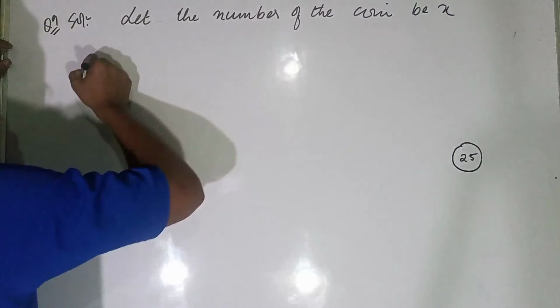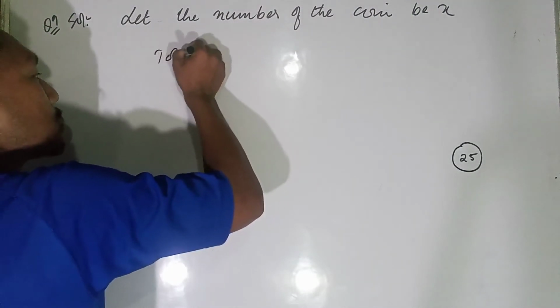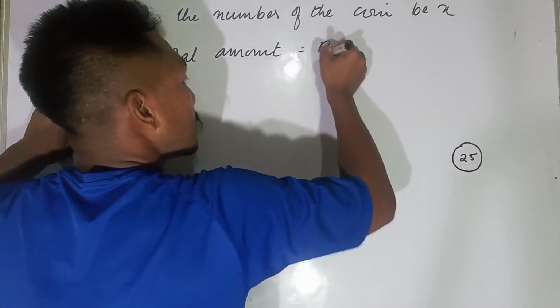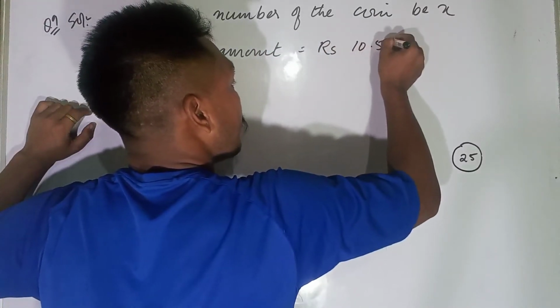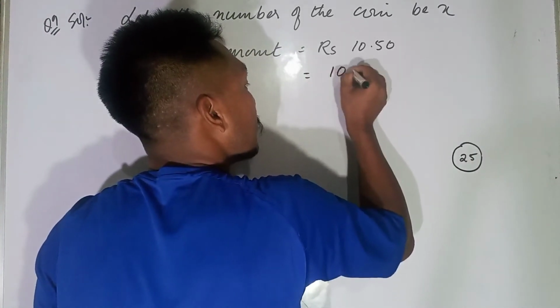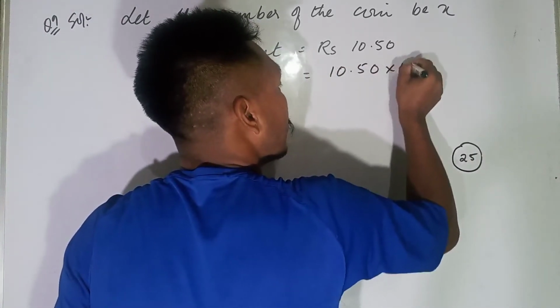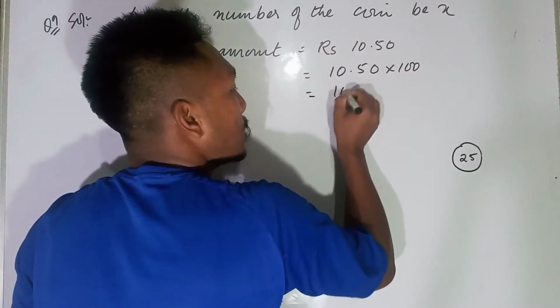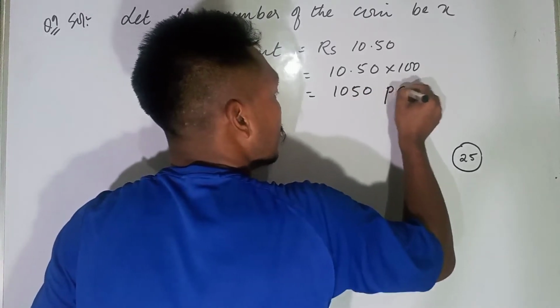So the total amount is rupees 10.50. If I want to convert this into paisa, I have to multiply by 100, because 1 rupee is equal to 100 paisa, so it will be 1050 paisa.